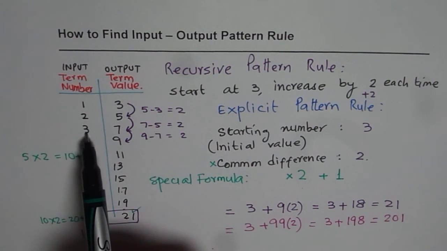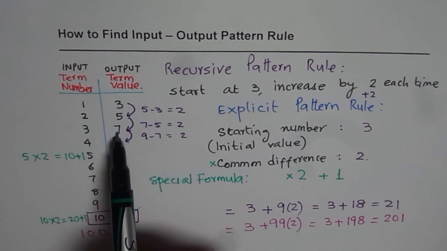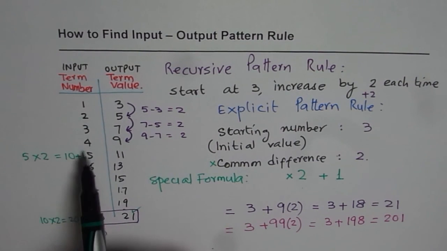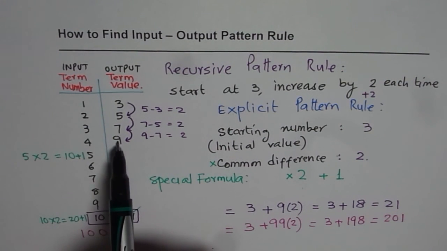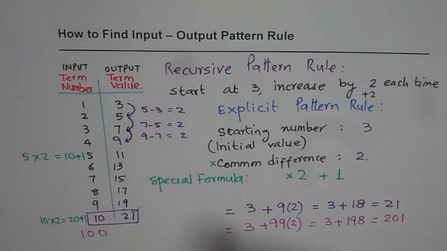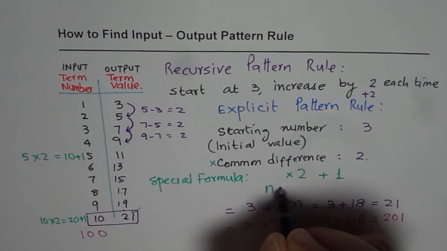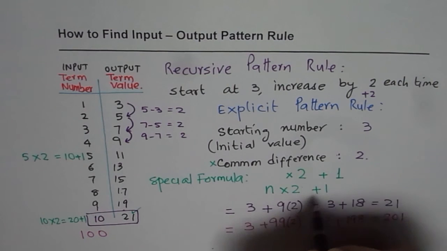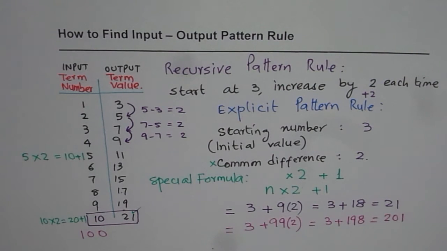3 times 2 is 6. From 6 we need to add 1 to get 7. 4 times 2 is 8. 8 plus 1 is 9. 5 times 2 is 10. 10 plus 1 is 11. 6 times 2 is 12. 12 plus 1 is 13. So if we have n here, then n times 2 plus 1 becomes the formula for us. Do you get it? So that is how we can use our explicit formula to find the value.